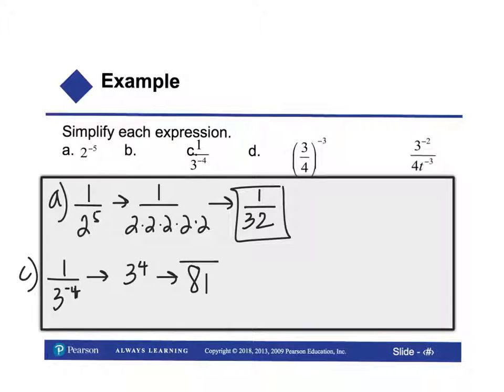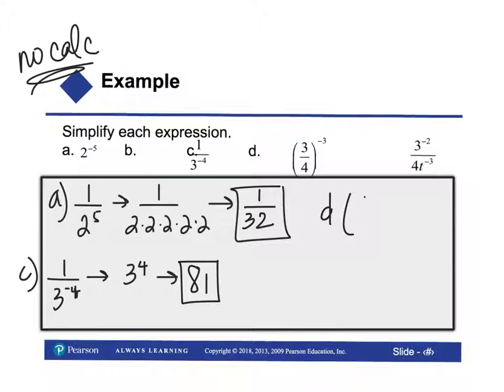You are expected to be able to do some of these without a calculator. So don't get too comfortable using your calculator, because there's a high chance you won't be using a calculator for this test. All right, D, we've got 3 over 4 to the negative 3.